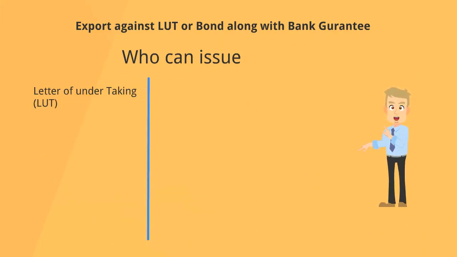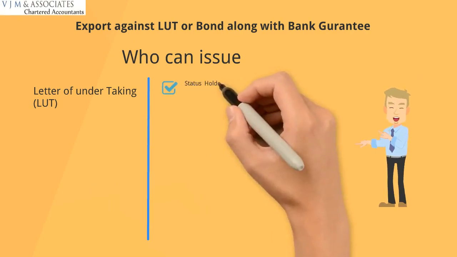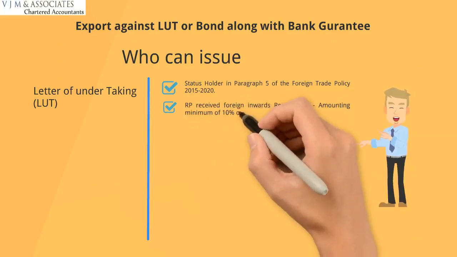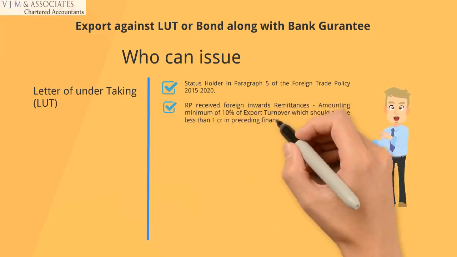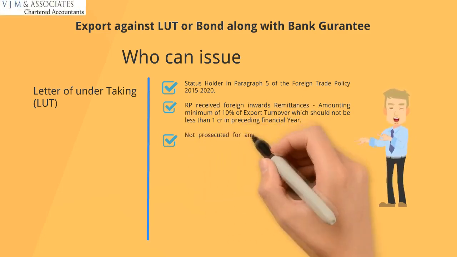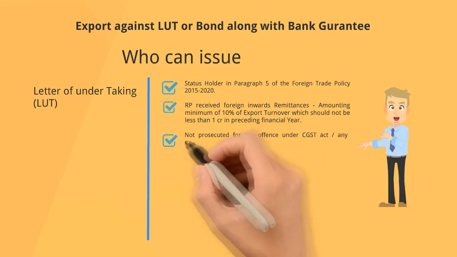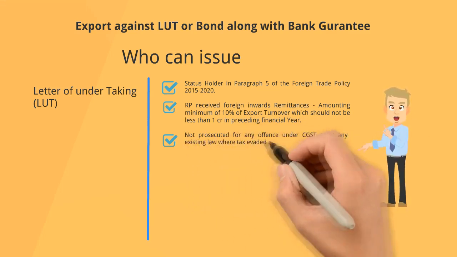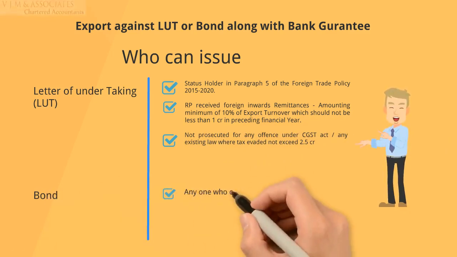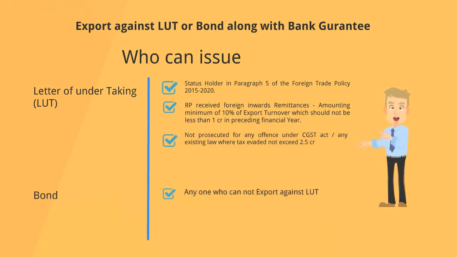The following persons can export against LUT: a status holder as per paragraph 5 of the Foreign Trade Policy 2015 to 2020; a registered person who received foreign inward remittances amounting to a minimum of 10% of export turnover, which should not be less than 1 crore, in the preceding financial year; and a registered person not prosecuted for any offence under the CGST Act or any existing law where tax evaded does not exceed 2.5 crore. Any registered person who cannot export against LUT can export against bond.